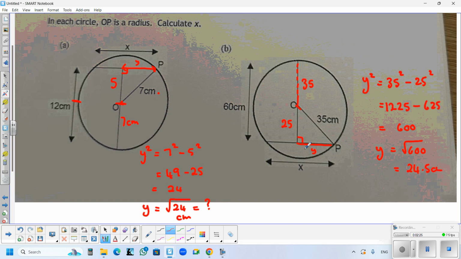But remember, we want x, not just y. So x is the distance right across there. So x is 2 lots of that. So it's 2 times 24.5, which is 49 centimetres.